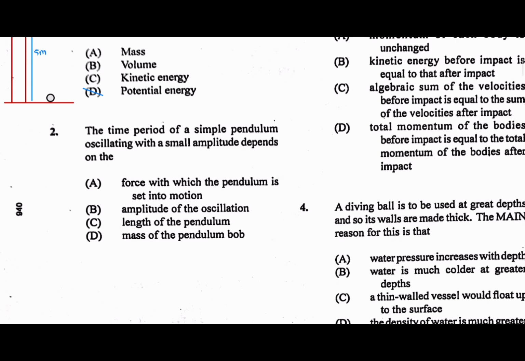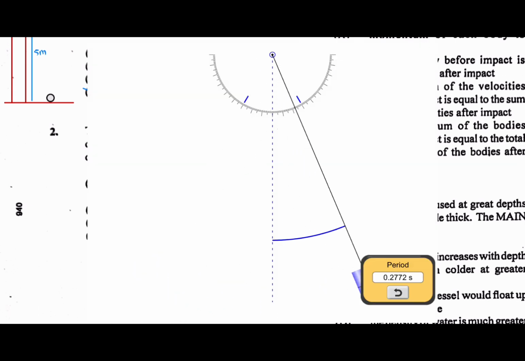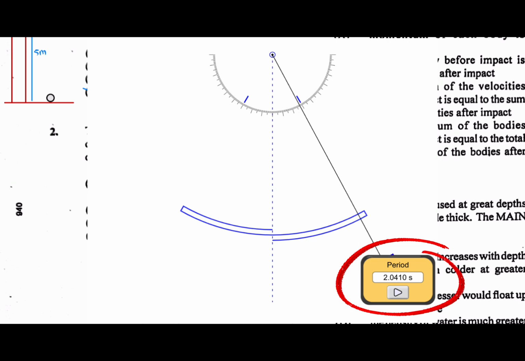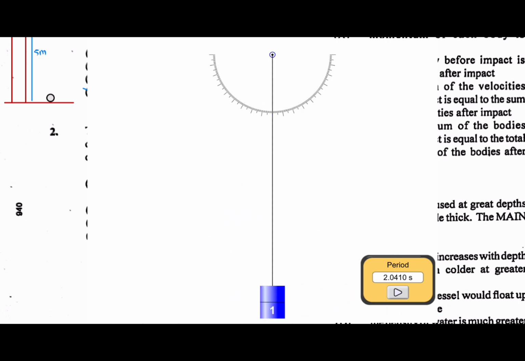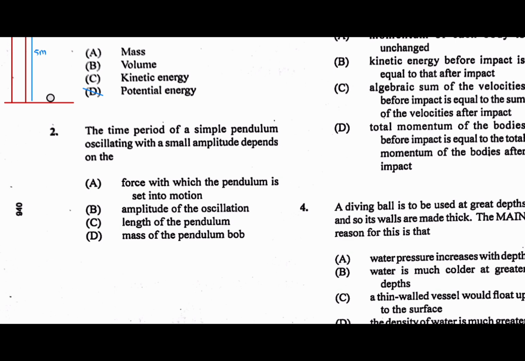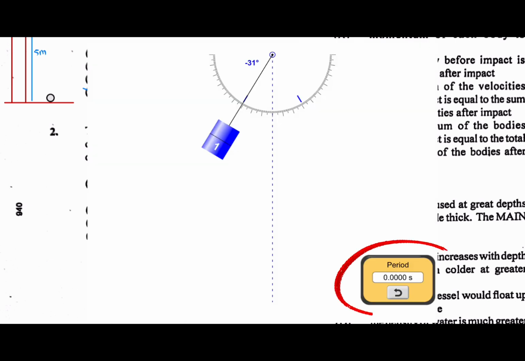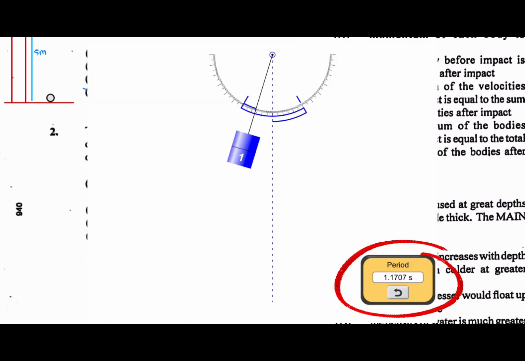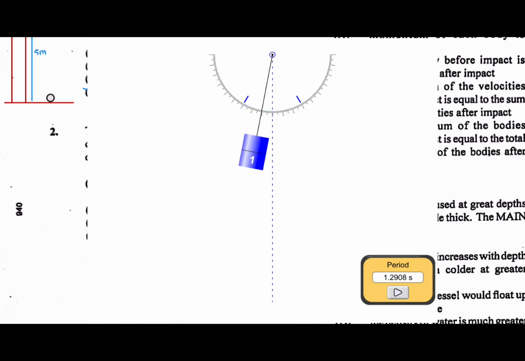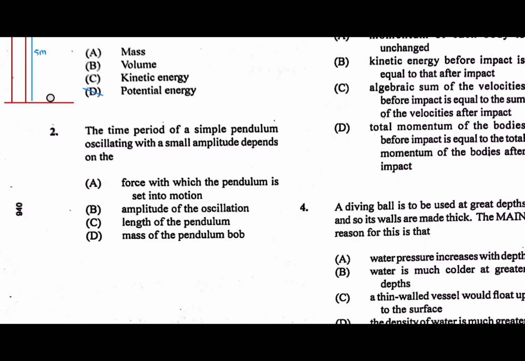Now, if you have a pendulum whose length is very long, the time period is going to increase because it's going to take longer to make that movement. But if the length of the pendulum was very short, then it would be very fast, and so the time period would decrease. So the only variable here that affects the time period is length.